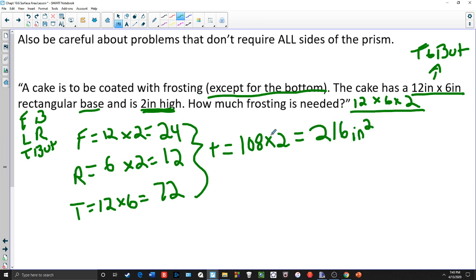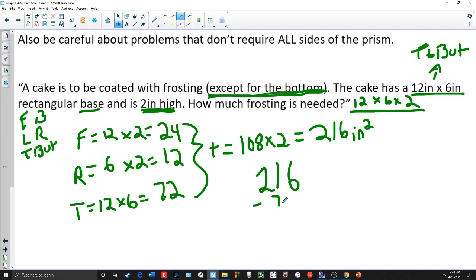Now that's if I frosted every side. But I want to frost every side except the bottom. So what I'm going to do is take this 216, and subtract the area of the bottom slice, which again here is 12 by 6, because that's the area of the top and the bottom, respectively. 12 by 6 for the top, 12 by 6 for the bottom.